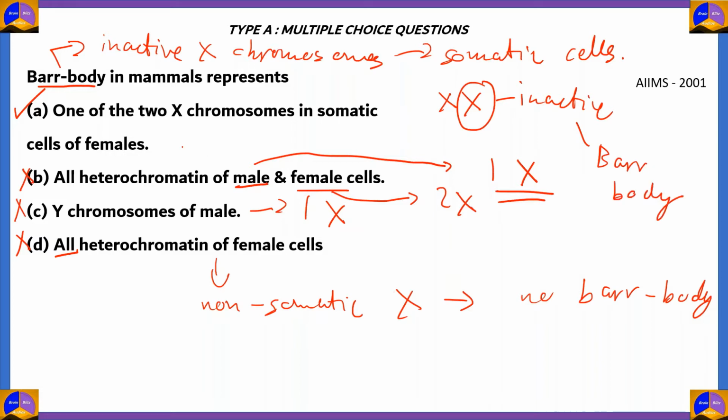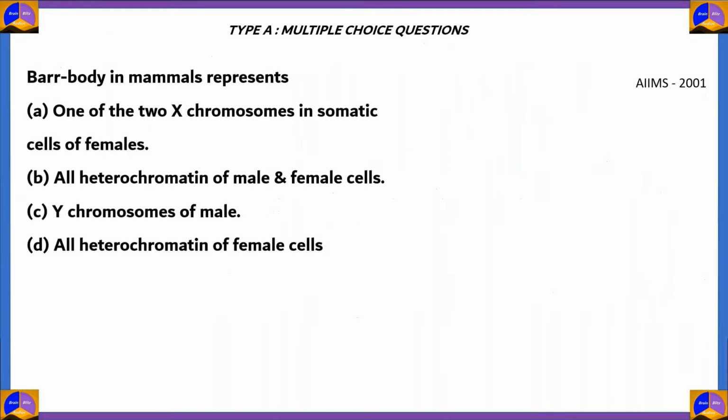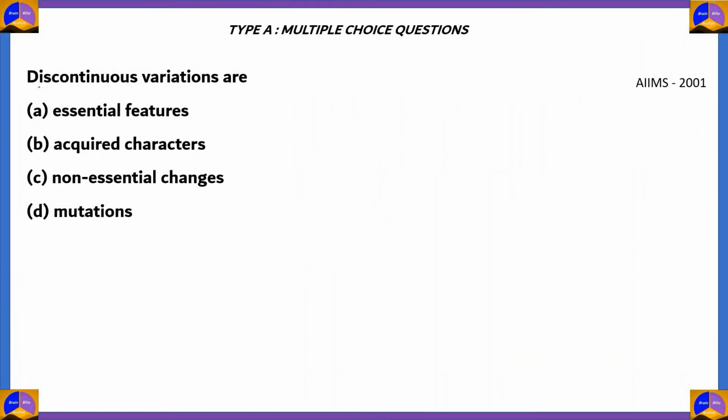Moving on. Discontinuous variations are A. Essential features, B. Acquired characters, C. Non-essential changes, and D. Mutations. Let's look at each of our options.